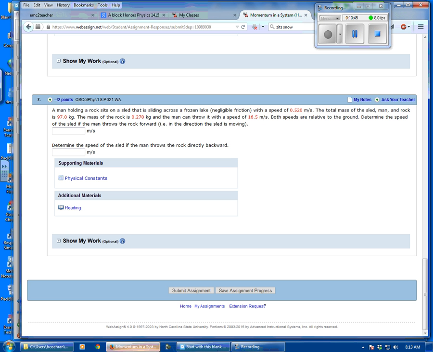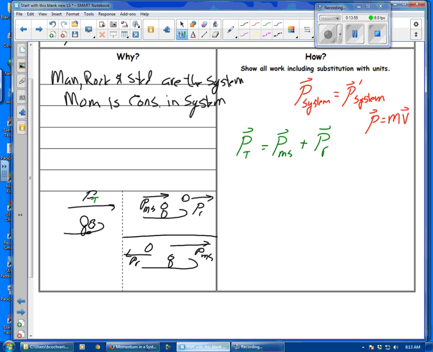What do they tell us? Let's see. The speed, total mass, the mass of the rock is this. And you can throw it at this. Alright, so this would be mass total, velocity total. This would be the inertia of the man and the sled, which is the mass total minus the inertia of the rock, times velocity of the man and sled, plus inertia of the rock, times velocity of the rock.